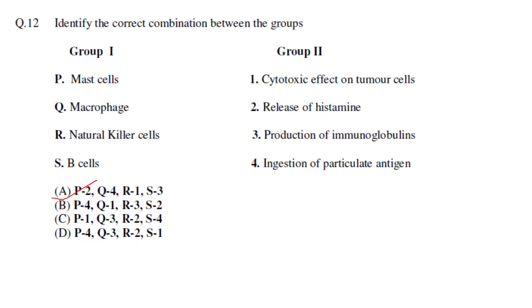Identify the correct combination between the groups. Mast cell, release of histamine. Then macrophages, ingestion of particulate antigen. Natural killer cell, cytotoxic effect on tumor cells. And B cells, production of immunoglobulin. This is a very easy one. So answer is option A, P2Q4R1.